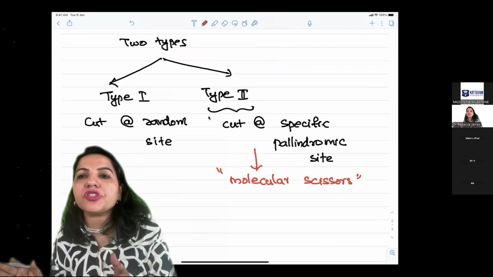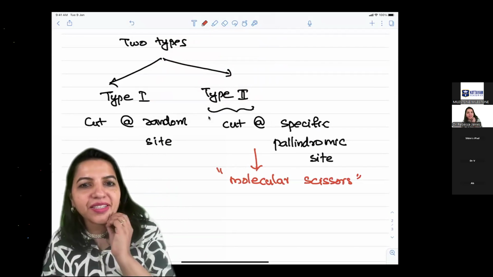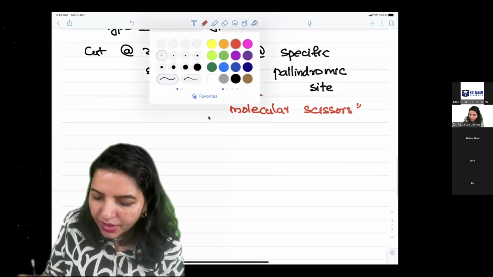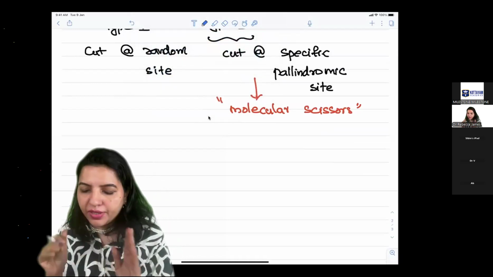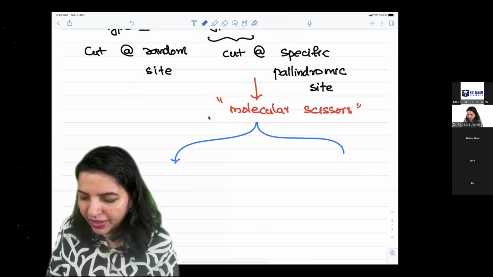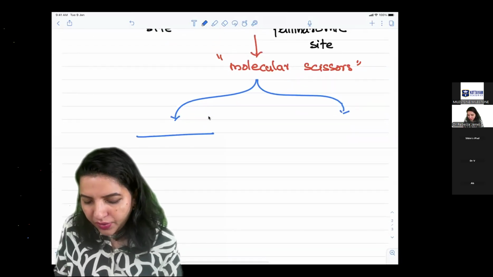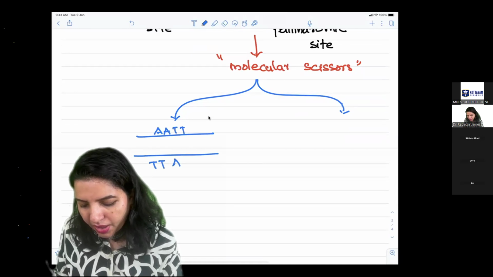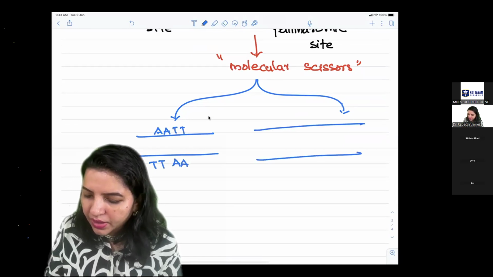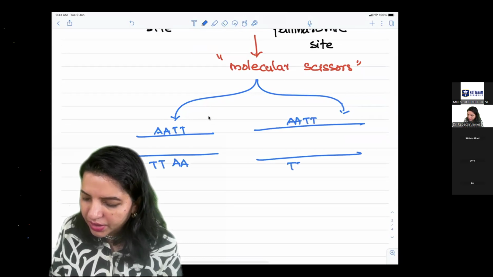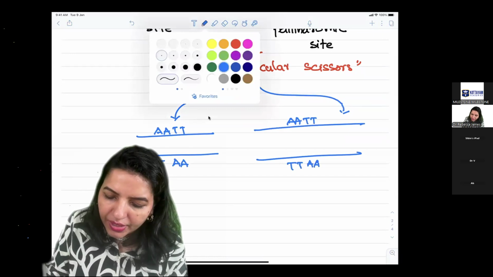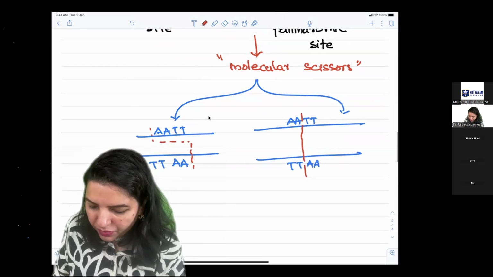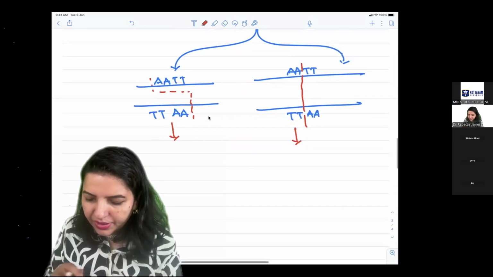So whenever we say restriction enzyme, is it type 1 or type 2? Please tell me in the comment box. Yes, very good, type 2. Okay. Now, type 2 are molecular scissors. Now I'm going to show you the two types of actions of molecular scissors. If we have a double-stranded DNA with AATT, TTAA, it's a palindrome. Likewise, AATT, TTAA. Two types of cutting can happen. Either the cut is like this, or the cut is like this. Now you have to tell me what will happen if the cut is like this and the other one.